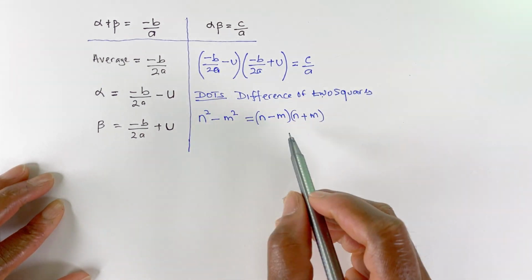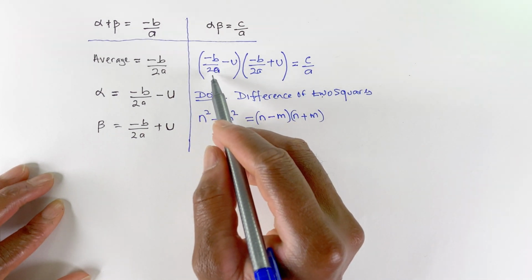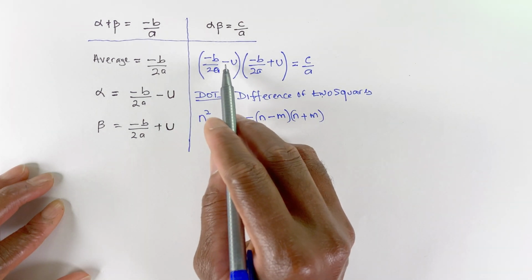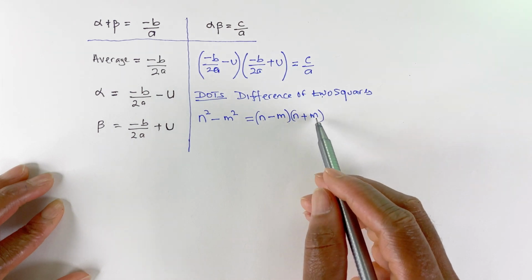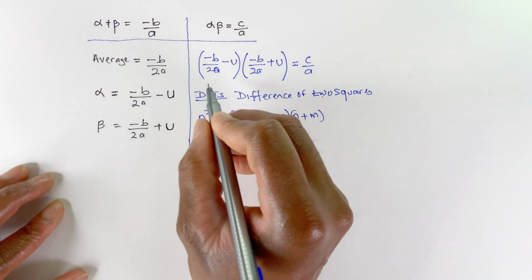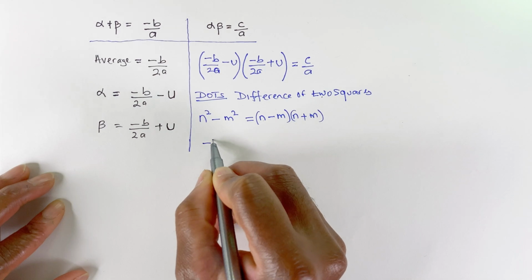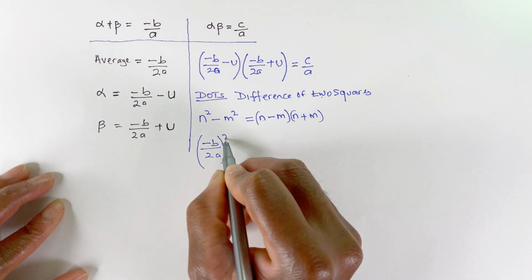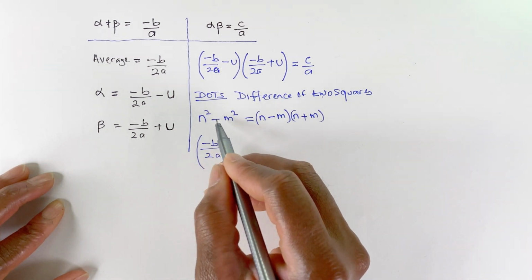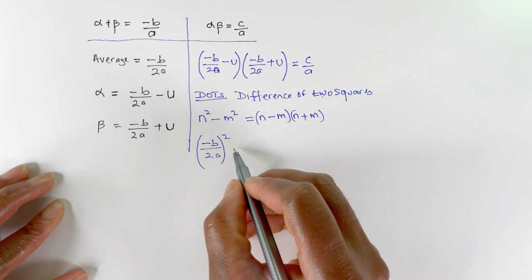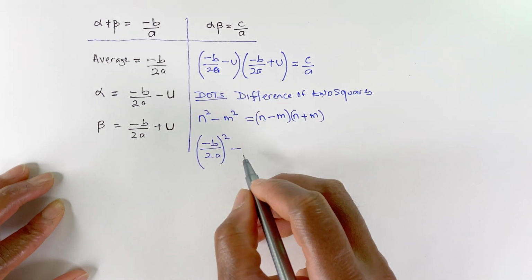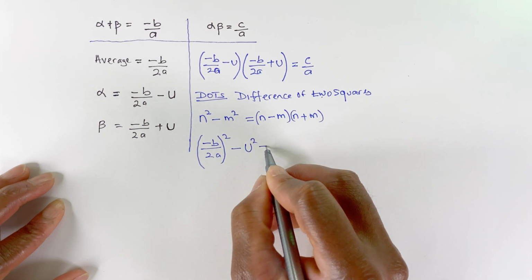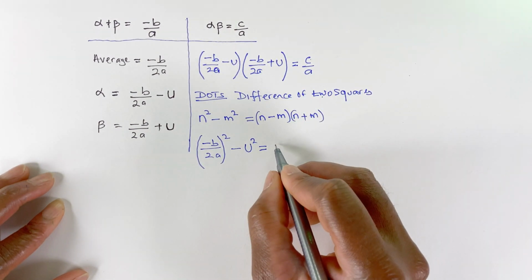I can see that here, if my n is minus b over 2a and my m is u, there's a plus, minus, and plus of the same thing. So therefore, I'm going to have minus b over 2a, let's just square that. That's my n squared, that's my n. Minus u squared, and the u squared is going to be this, u squared. And that should be equal to c over a.